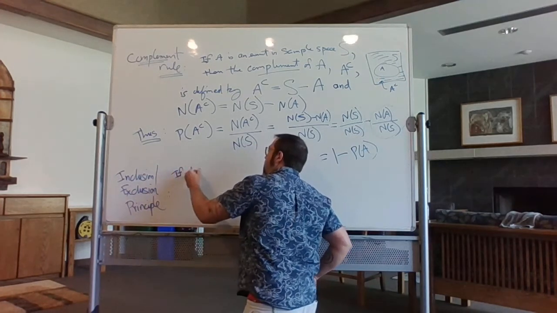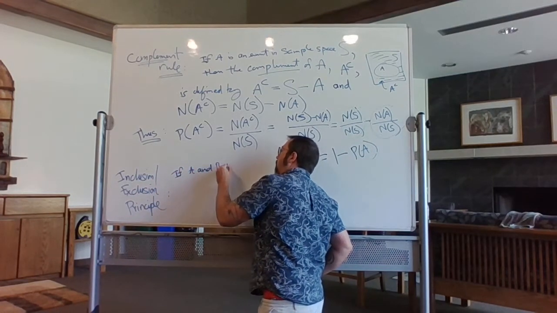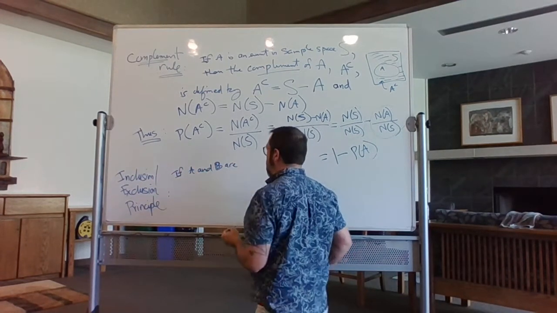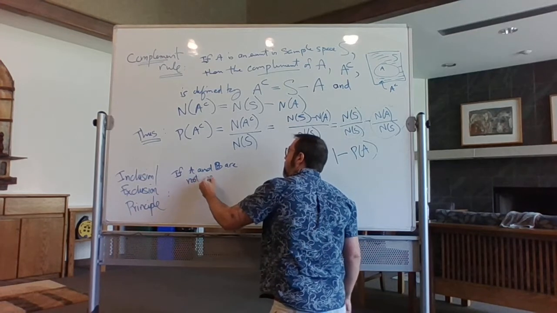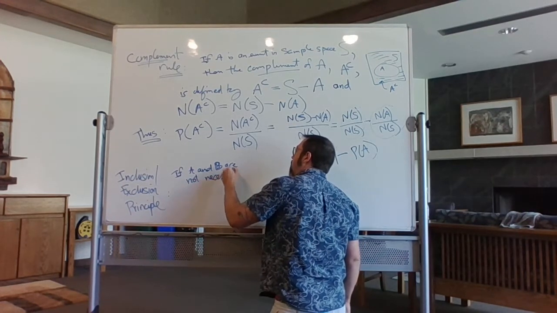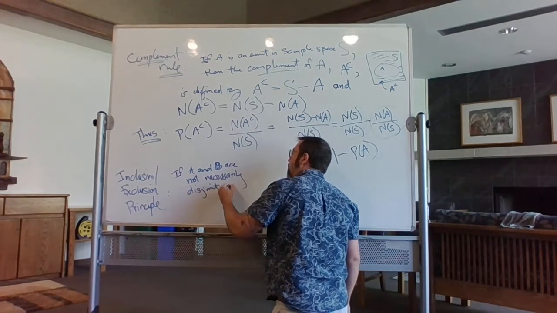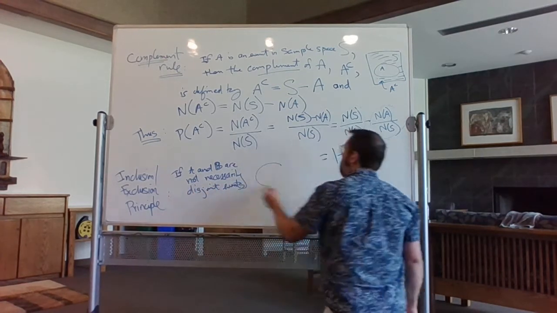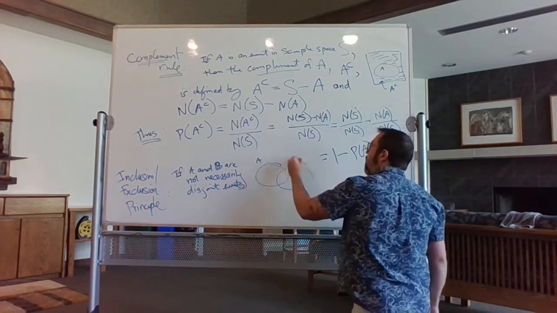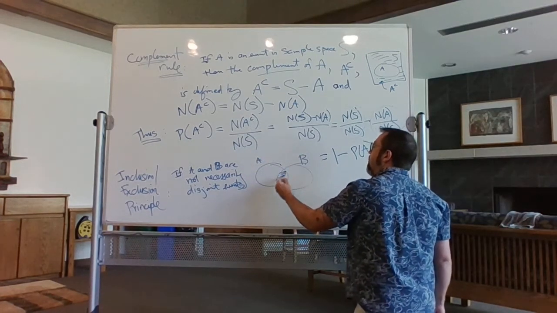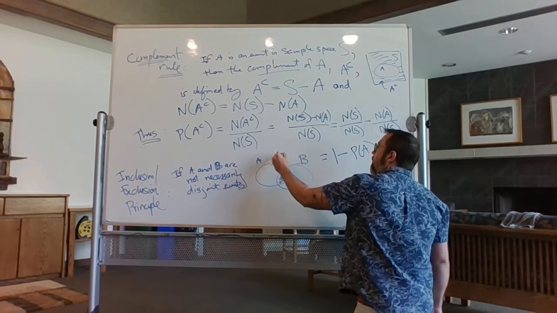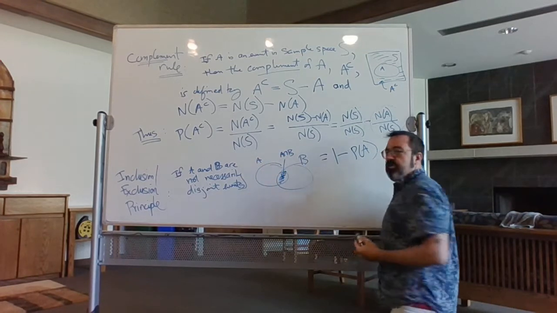So if A and B are not necessarily disjoint events, here's what the picture is going to look like. We're going to have A, we're going to have B, and we're going to have some overlap. That is, of course, what we call the intersection.